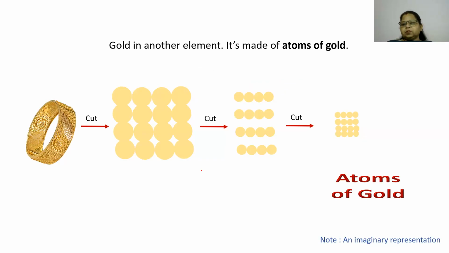Just a pictorial image to tell you that if you have a beautiful gold bangle or any gold article, and you start cutting it, maybe doing it 100 or 1,000 times, ultimately, you will get an atom of gold. Please remember, I have put a note there, an imaginary representation. We must remember that atom cannot be seen. Don't take atom as something concrete. Concrete means having a fixed structure.